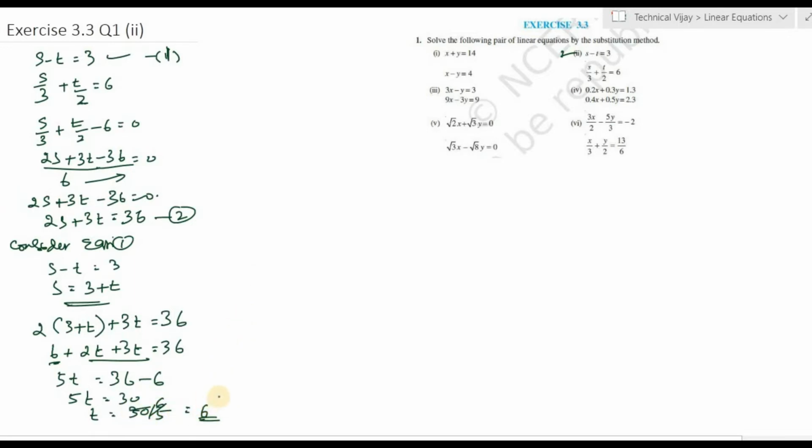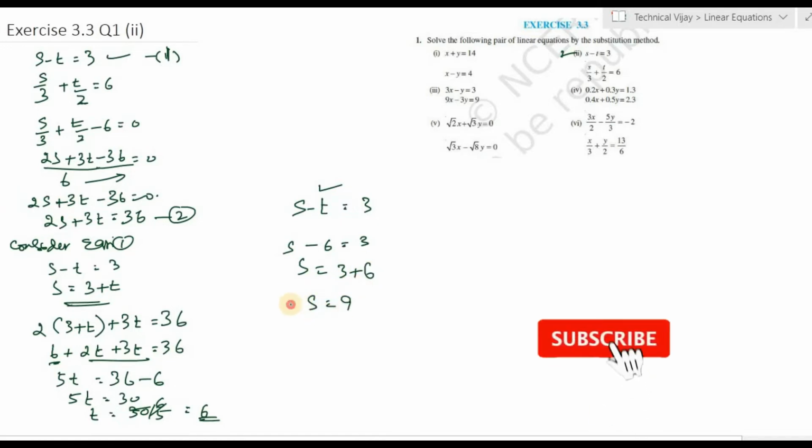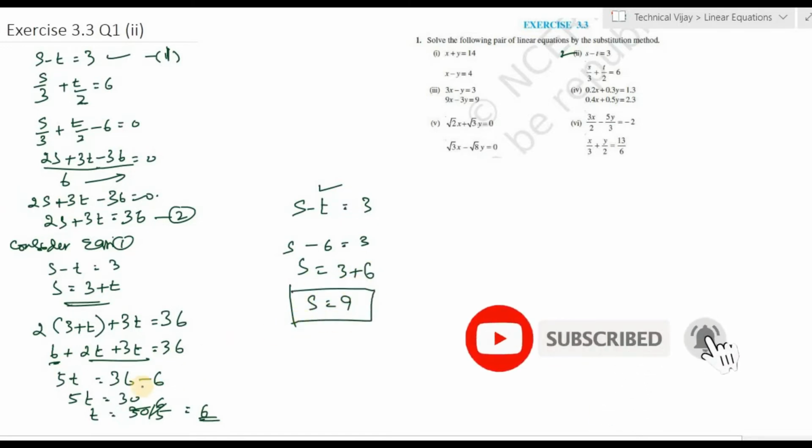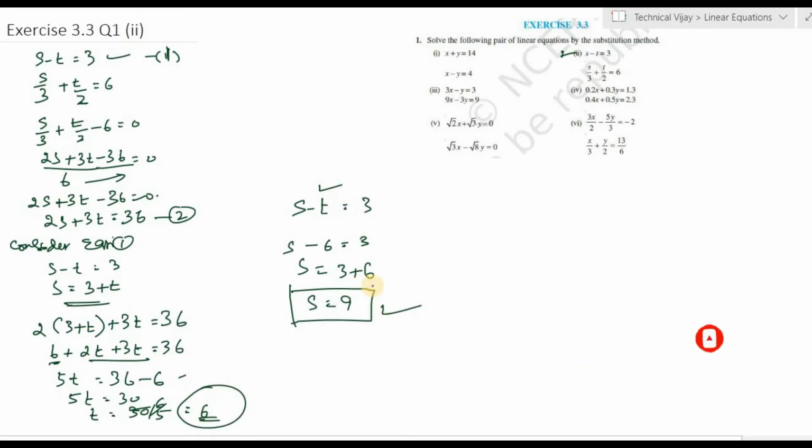We will substitute this t value in any one of the equations. For simplification we will take the first equation itself, s minus t equal to 3. We got the t value, so s minus 6 is equal to 3. So s is equal to 3 plus 6. So s is equal to 9. So s is equal to 9 and t is equal to 6. So both values we found. We will go for the next one.